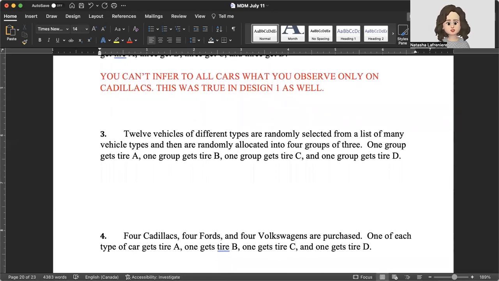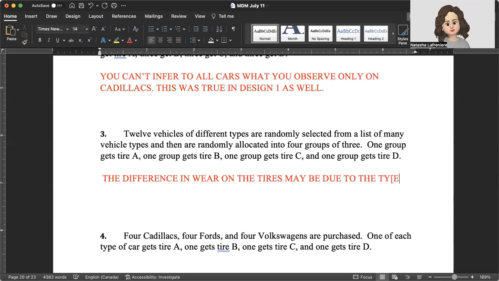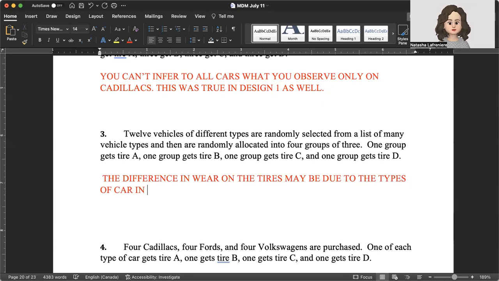For 3, we've got 12 vehicles of different types randomly selected from a list of many vehicle types, and then randomly allocated into 4 groups of 3. One group gets tire A, one group gets tire B, one group gets tire C, and one group gets tire D. So the difference in wear on the tires may be due to the types of car in the group, not the type of tire.